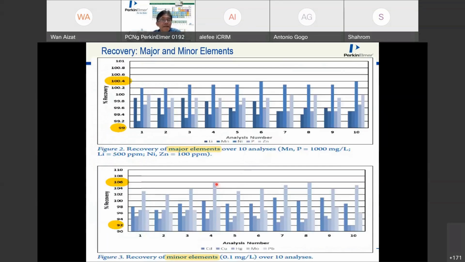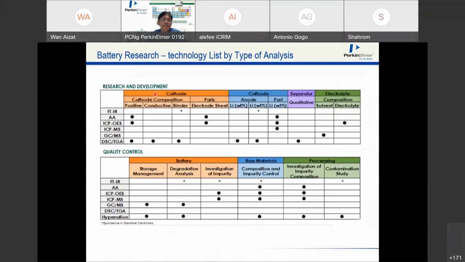So we checked the recovery of major and also minor elements, and achieved good recovery. I would say you can look into it, it's very good on recovery. Plus or minus, all are within 10% for major and also minor elements. But apart from elemental analysis, as you know, battery analysis is not only elemental, it also involves some other instruments as well. Depending on the cathode, you may need FTIR to check the electrode sheet, the path.